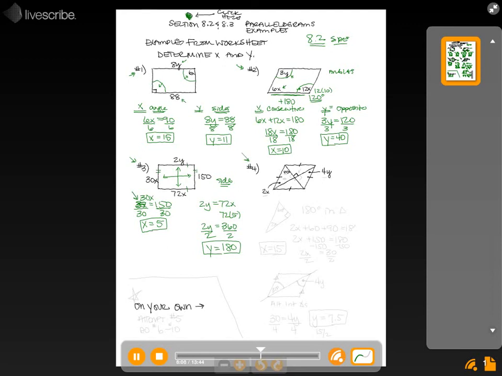Last example here. Now this one's a little difficult. We've got a parallelogram. Notice that the 4 sides are marked congruent, okay? And we have angles marked. We have a 90-degree angle here. We have a 60-degree angle, and then a 2x in the bottom left, and a 4y at the top right.